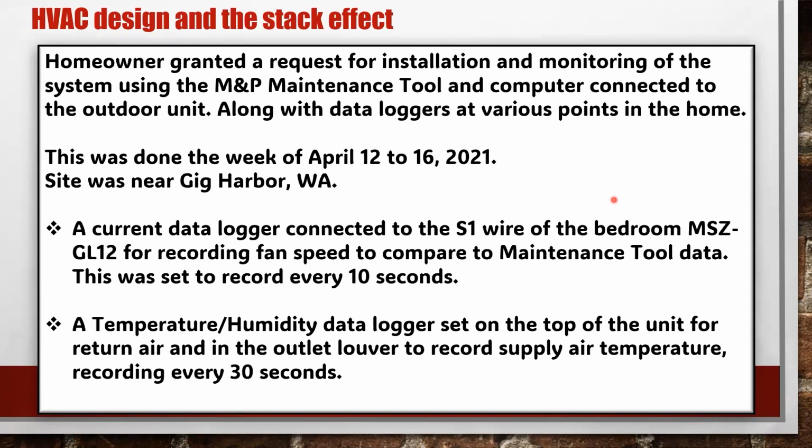A current data logger was connected to the S1 wire of the bedroom MSZ-GL12 so that I could see when the fan was running and what speed it was running at, and compare this to maintenance tool data. I set this to record an amp reading every 10 seconds. A temperature and humidity data logger was set on the top of the unit for return air and in the outlet louver to record supply air and return air temp every 30 seconds. The reason I wanted to do this was to be able to calculate the output BTUs when the unit was heating.